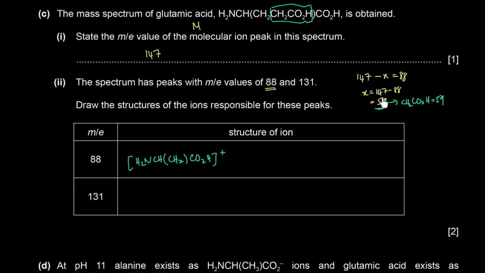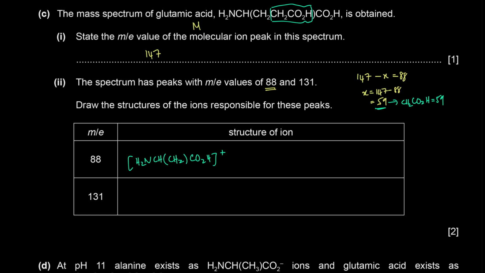It's easier to reduce the 59 than the 88. So we first determine what would break off to leave you with a mass of 88. If you have a total mass of 147, if 59 breaks off, you're left with a mass of 88. So the CH2CO2H breaks off, leaving you behind with this structure. You can figure out directly what fragment has a mass of 88, but it's easier to determine what broke off in this case, and then figure out what's left behind.